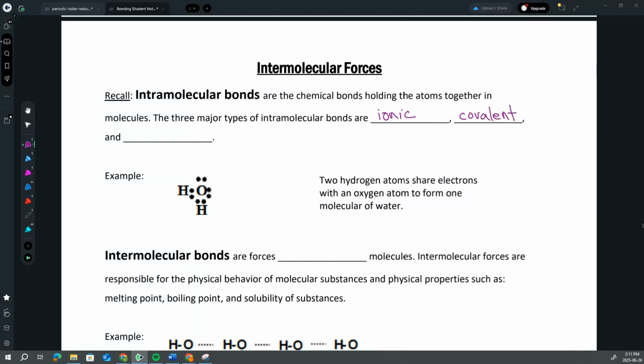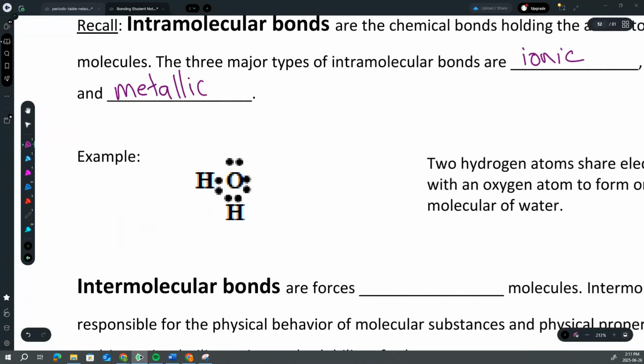And then the last one is metallic. So the main two that you need to know are ionic and covalent, and you just need to be aware that metallic intramolecular bonds do exist. So for example, we're given water.